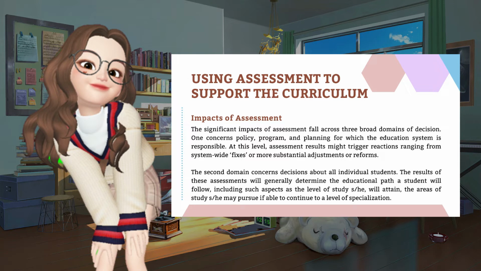At this level, assessment results might trigger reactions ranging from system fixes to more substantial adjustments or reform. The second domain concerns decisions about individual students. The result of this assessment will generally determine the educational path a student will follow, including such aspects as the level of study he or she will attain, the areas of study he or she may pursue if able to continue to a level of specialization, whether this will be in academic or some training institution, the admirable quality of the institution in which he or she continues their education or training, and other aspects.